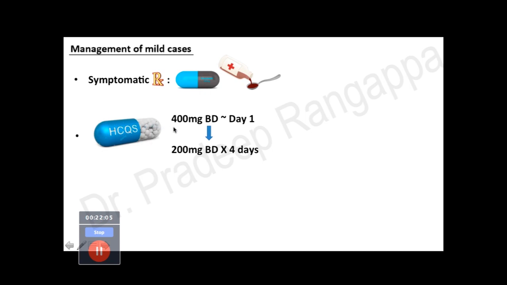And the AIIMS document, WHO document and the Chinese document do suggest that one could consider treating with hydroxychloroquine. The dosage that is recommended or suggested is 400 mg twice a day on day 1, followed by 200 mg twice a day for 4 days. So this is what is recommended as a guideline from the AIIMS document.